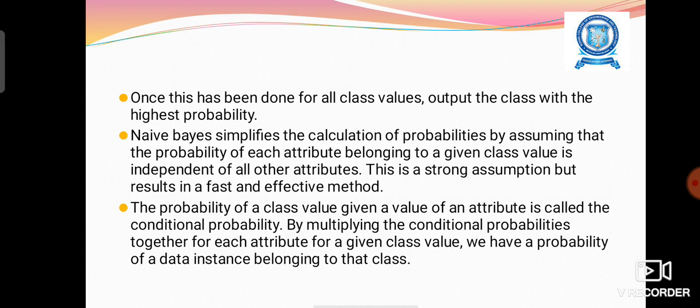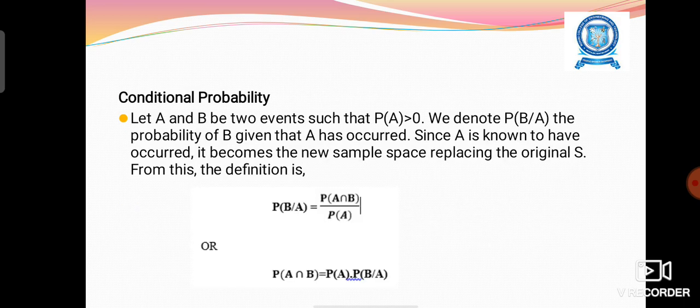It simplifies the calculation of probabilities by assuming that the probability of each attribute belonging to a given class value is independent of all the other attributes. By multiplying the conditional probabilities together for each attribute for a given class value, we have the probability of a data instance belonging to that class.